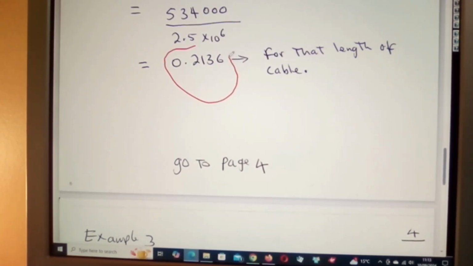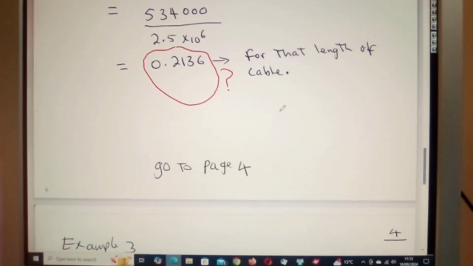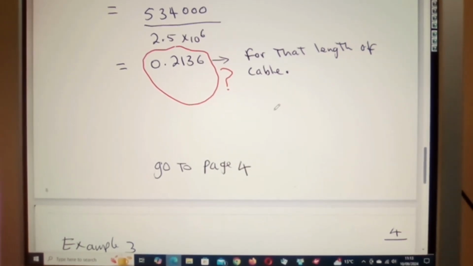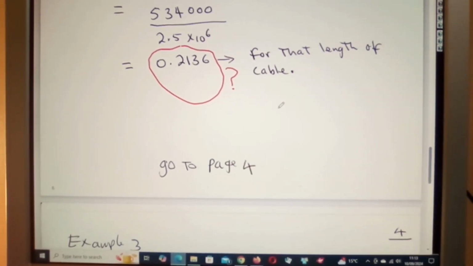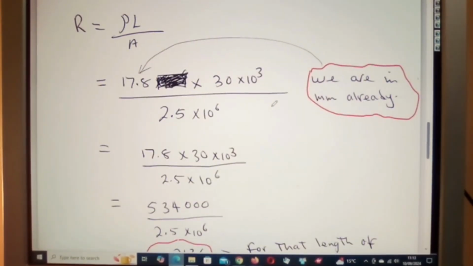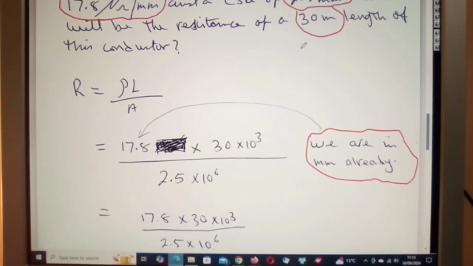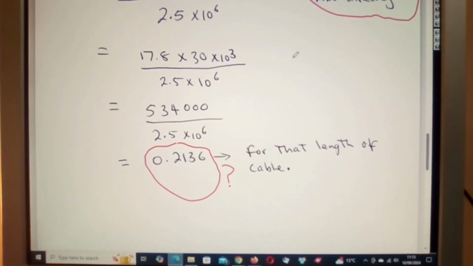Now what have I missed out here? Tell me. What have I missed out here? The units. I've missed out the units. So again, I've been working with myself. I'm doing this my own handiwork. I missed out the units. So you can see for that 30-meter length of conductor, it will have a resistance of 0.2136 ohms.